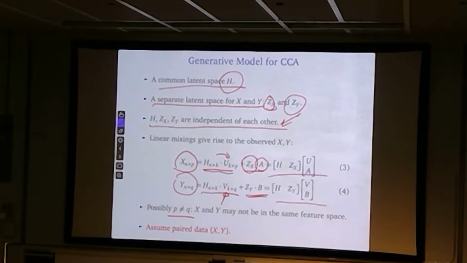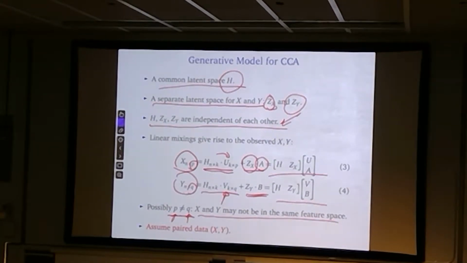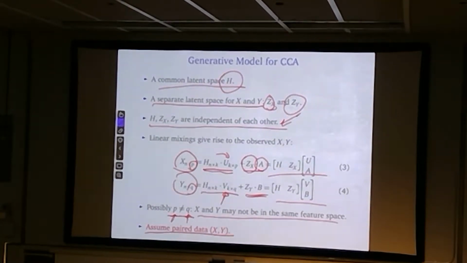Here P and Q, the features, do not require P equals Q. In the case of video and audio, the visual frames and audio in the same video, you can think most likely the P and Q are not the same. X and Y may not even live in the same feature space, okay? What's important is we always assume paired data. If you have n instances, I also have n instances, and it's one for one. You know the counterpart. That correspondence has to be there.